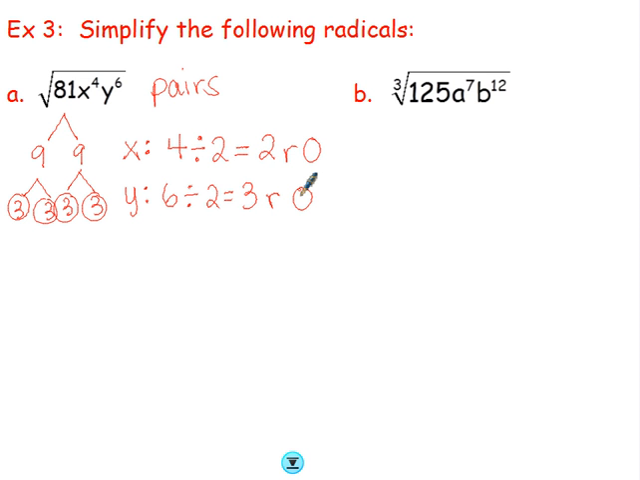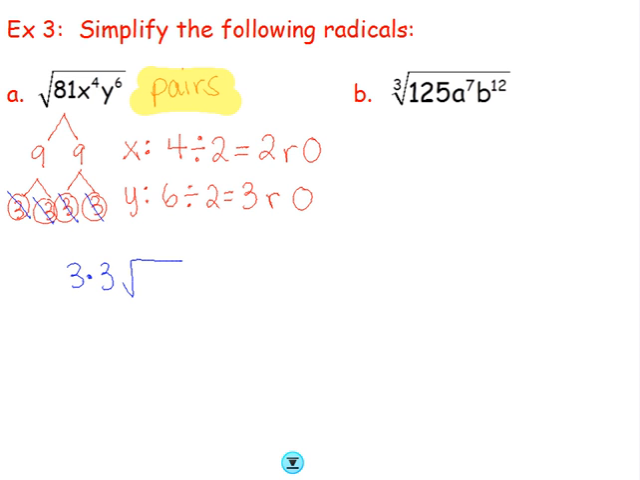The 2 and the 3 are how many go outside. The remainder is how many stay inside. Hopefully that'll be an easier way of writing this for you. So, we are looking for pairs. Pair of 3's, outside the square root is a 3.